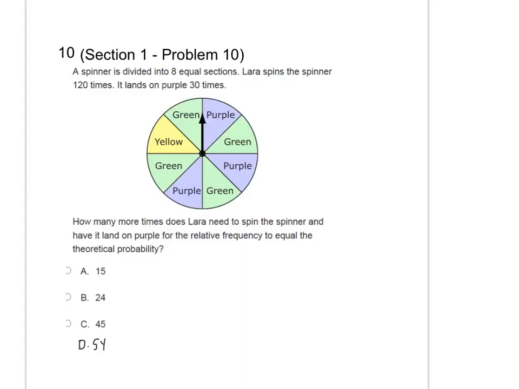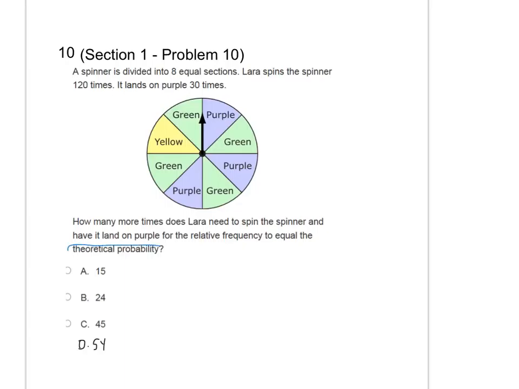Problem number 10 says a spinner is divided into 8 equal sections. Laura spins the spinner 120 times and it lands on purple 30 times. How many more times does Laura need to spin the spinner and have it land on purple for the relative frequency to equal the theoretical probability?